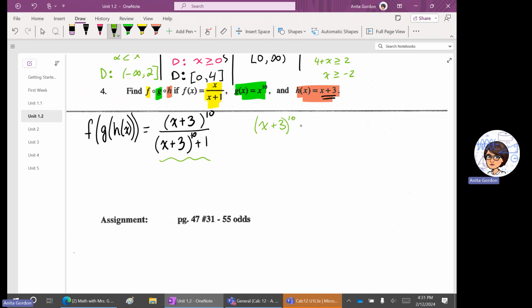X plus 3 to the power 10 plus 1 cannot equal 0, which means x plus 3 to the power 10 cannot equal negative 1, which means x plus 3 cannot equal the 10th root of negative 1. And we're never going to be able to have that anyway. So we don't actually have a restriction in the domain. So for this function, the domain goes from negative infinity to infinity, or you can say x is part of all reals.